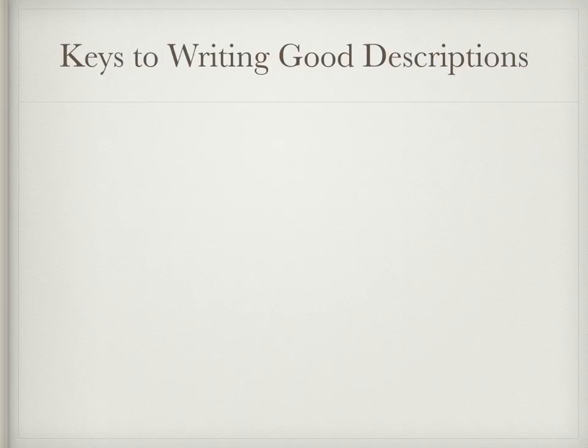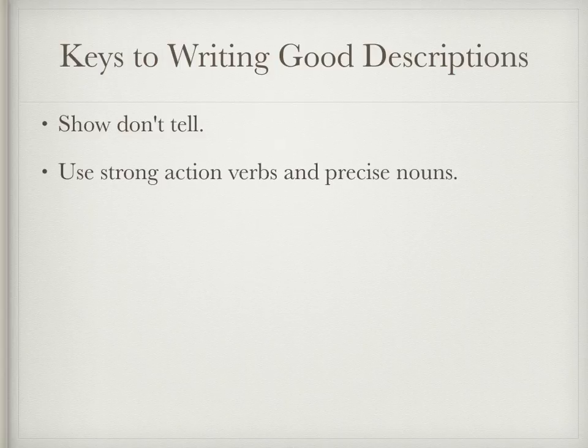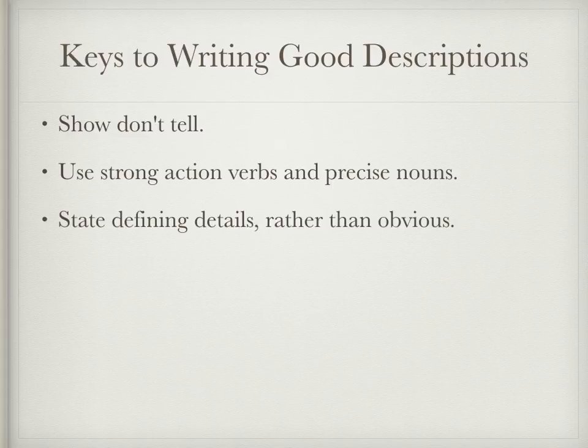Some keys to writing good descriptions are, first, show, don't tell. I just said that, but I can't say it enough because that really is one of the most important keys. Use strong action verbs and precise nouns. State defining details rather than the obvious. So, if you're at a baseball game, you can mention the players in passing, but don't spend a lot of time describing the baseball diamond. Most people, even if they aren't interested in sports whatsoever, know the basic idea of what the baseball field looks like. So don't state the obvious.